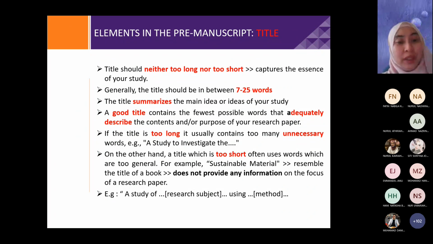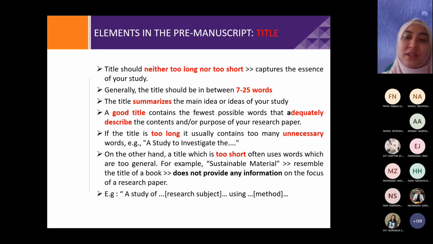So that's why I will share with you some of the tips to improve your title or make it more interesting. The title should be neither too long nor too short. It should be enough to just capture the essence of your study, just to attract your readers. So generally, the title should be between 7 to 25 words, and the title summarizes the main idea or the ideas of your study. So a good title contains the fewest possible words, the fewer the better, that adequately describe the contents and the purpose of your research.